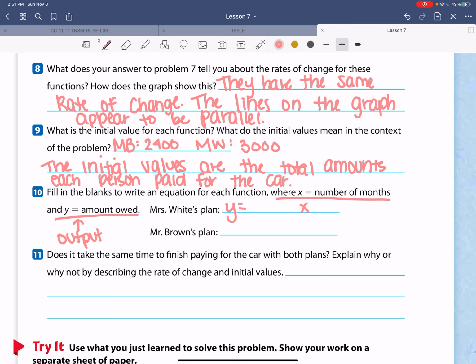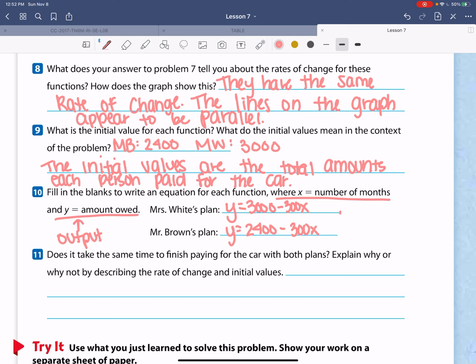We know for a fact we should have an initial value for both of them. And then, of course, since this is decreasing every month, we'll have subtraction. And then they're both actually decreasing by $300 every month, the amount that they owe. So for Mrs. White, we have y equals 3,000 minus 300x. And then for Mr. Brown, we have y equals 2,400 minus 300x.